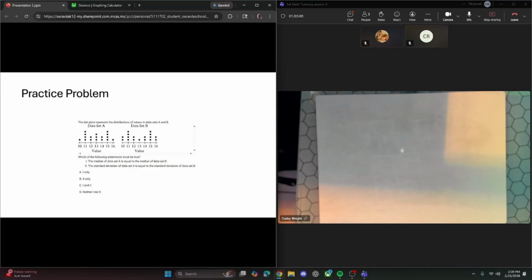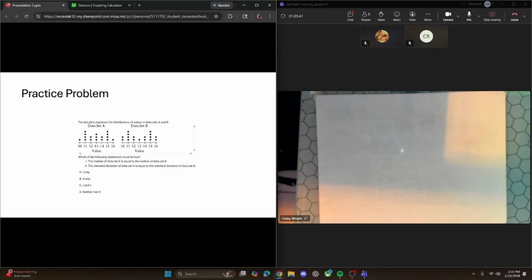The standard deviation of dataset A is equal to the standard deviation of dataset B. Well, if we look at this, dataset B takes 2 dots from the value 13 and puts them at 10 and 16 respectively. So it throws 1 dot over to 10 and 1 dot over to 16. If you're pulling dots away from the mean, that means your spread is going to be higher, and therefore your standard deviation is higher.